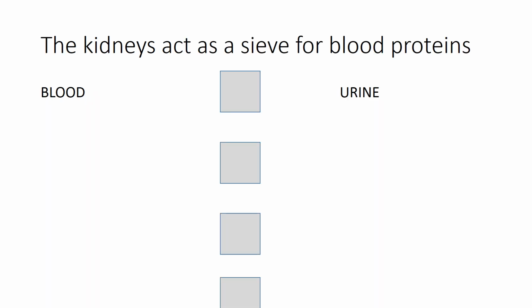So the kidneys act as a sieve for many different substances, including proteins that are found in blood, and they prevent the movement of these various substances into the urine. So let's look at these various components one by one. We'll start with the blood.